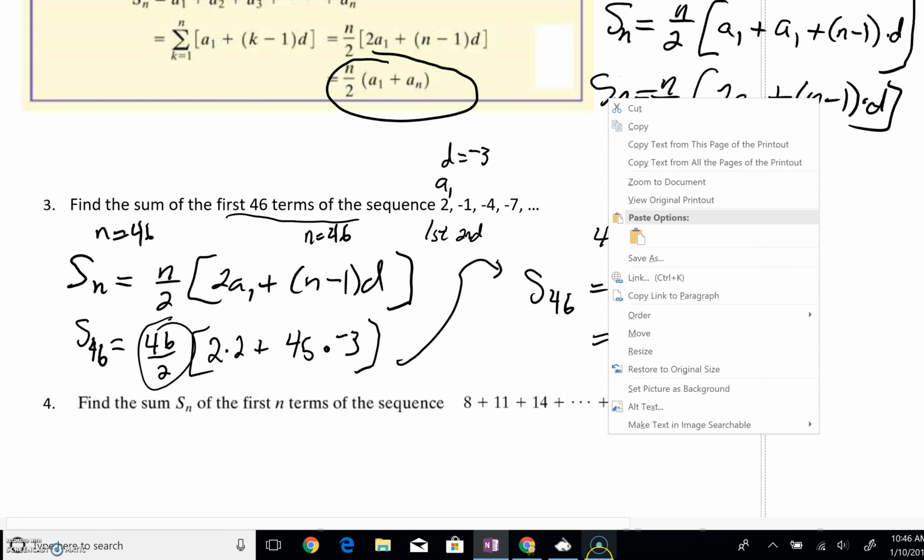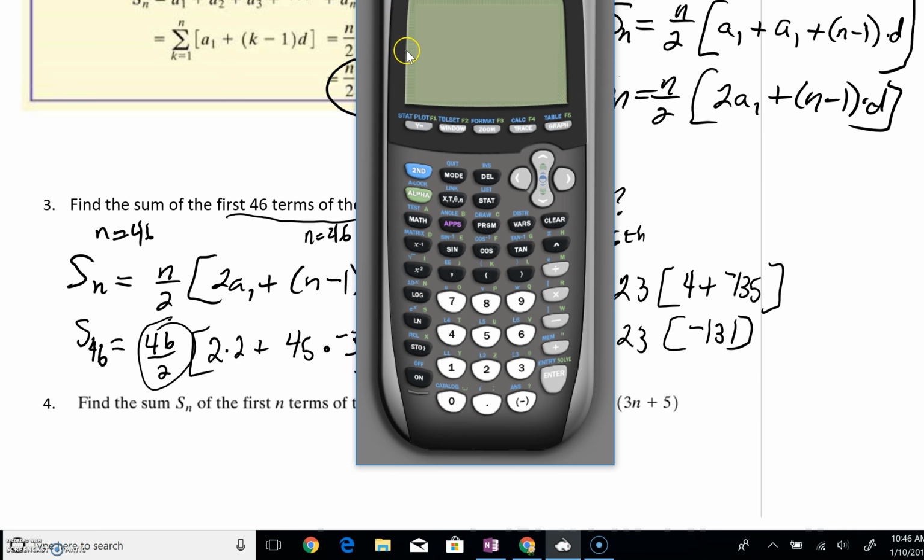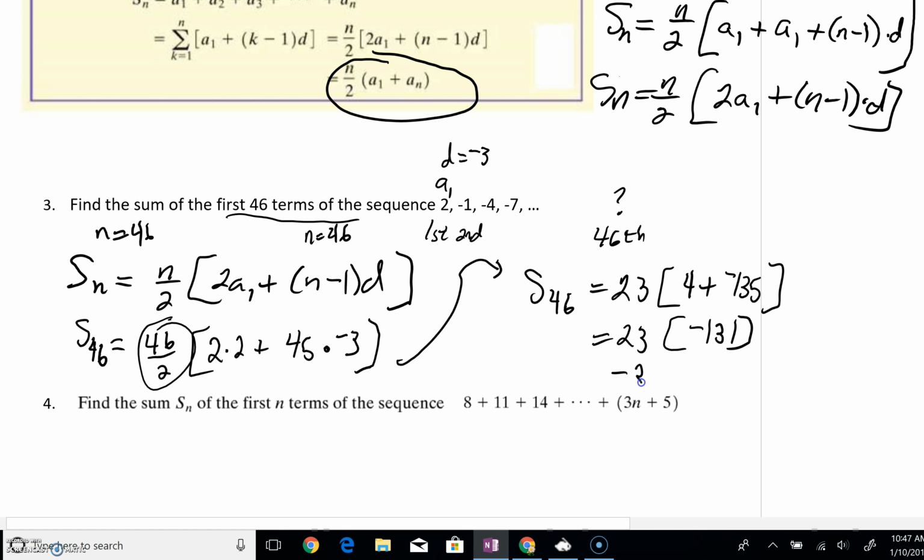Not the friendliest numbers to work out here, but of course with a calculator we can finish this up in a hurry. We can just say 23 times our negative 131, and we'll be done in a second. Negative 3013 is our final answer. So that's what adding up the first 46 terms will get you. Okay, we doing okay?